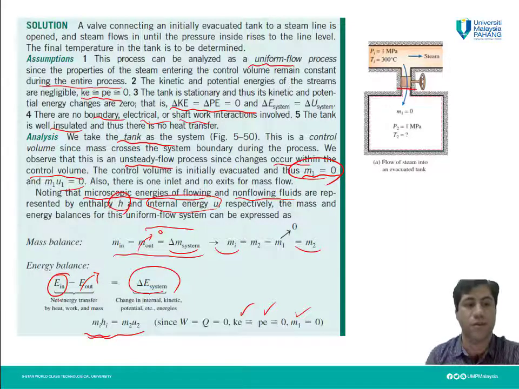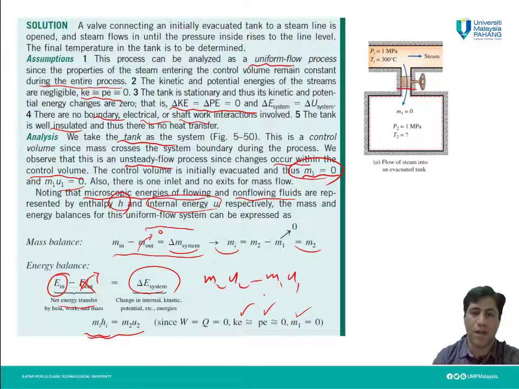No heat transfer to the system, no work involved in the system, and for E out also no heat transfer from the system, or our control volume, to the surroundings, and no work output. So E out is 0 and E in is equal to mi hi, the only energy coming to the system. The net energy transfer to the system is due to the energy transferred by the flow. And delta E of the system is m2 u2 minus m1 u1. As I discussed earlier, m1 u1 is 0, so we have only m2 u2.